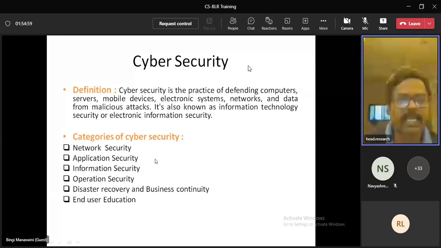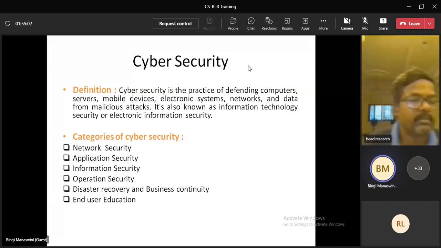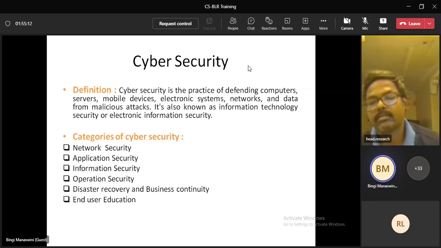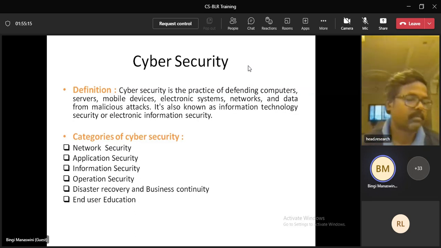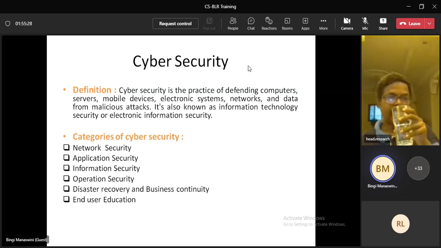Introduce yourself and start. I'm Asadi, and I'm going to tell about cyber security. First of all, the definition of cyber security is the practice of defending computers, servers, mobile devices, electronic systems, networks, and data from malicious attacks. It is also known as information technology security or electronic information security. Cybersecurity is used to secure our systems from malicious attacks. There are different categories in cybersecurity: network security, application security, information security, operation security, and disaster security.